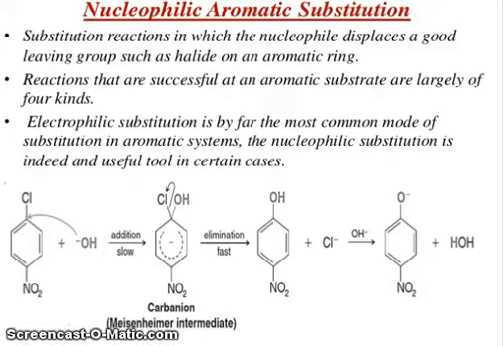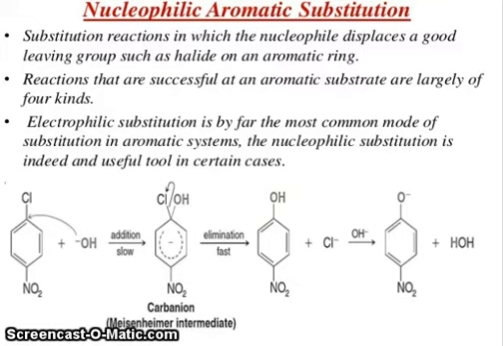Now you can see 4-nitrochlorobenzene, or 4-chloronitrobenzene, with OH minus attack on the carbon. Addition occurs slowly, and then elimination of chlorine and hydrogen. So addition first and then elimination, and again OH minus traps these hydrogens, forming these products.